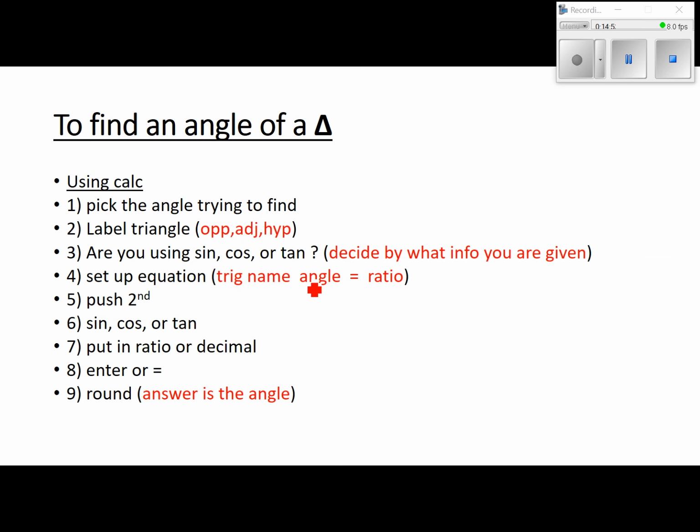To find an angle is a little easier, because your calculator is going to do most of the work for you. On this, you pick the angle you're trying to find. You don't want to pick the other one and do extra work. Label the triangle, decide if you're using sine, cosine, or tangent, and set up your equation just like on the others. Once you have it, it's going to look something like this.